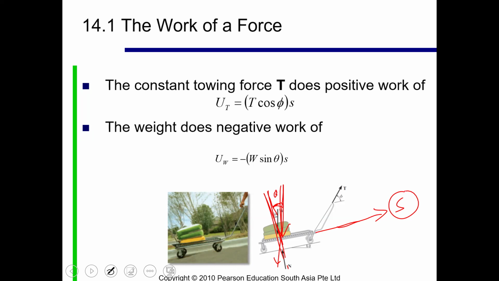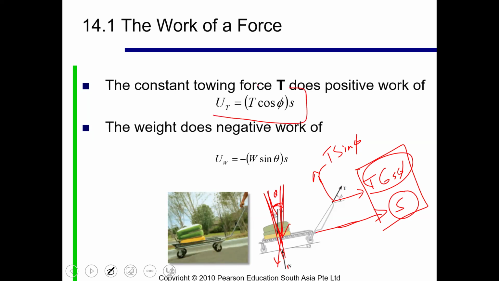So if I take the components here, this will become T cos phi, T sin phi. And I can see here that this component of the towing force is in the same direction of S. So technically, this component of the force is providing you the work done. And this work done should be a positive number. Why should it be positive? Because it is in the same direction of the displacement.